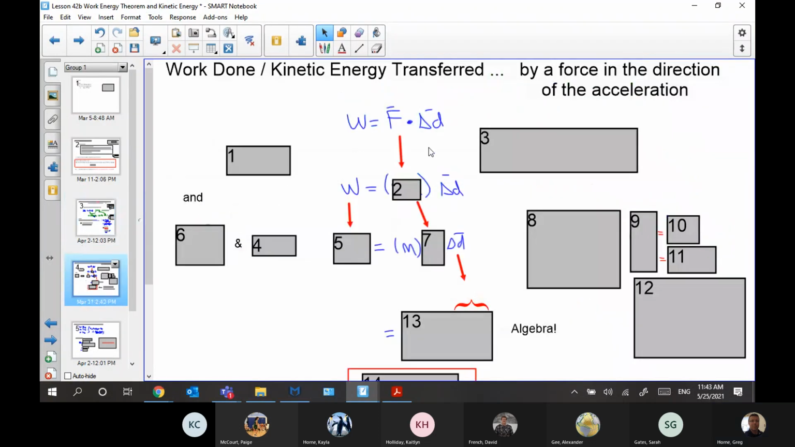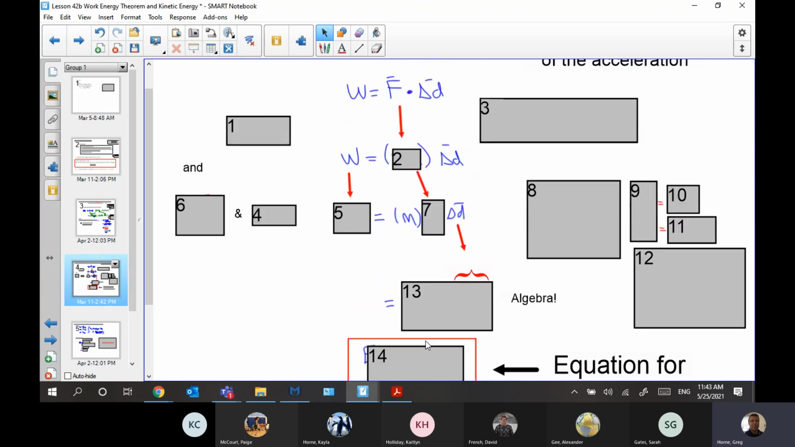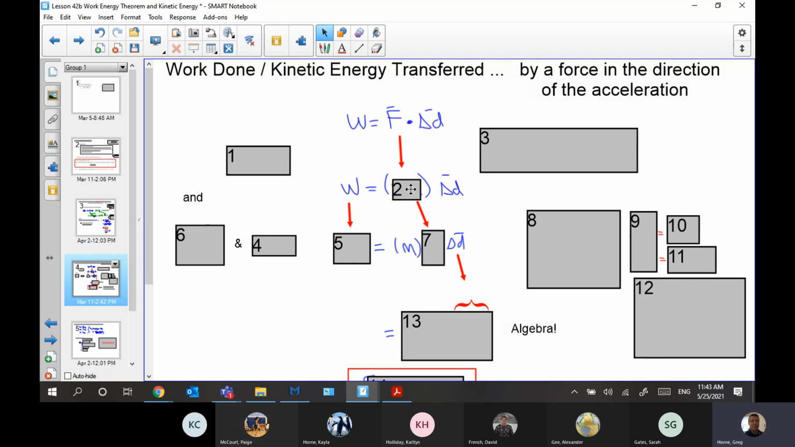So we got work being done, and we want to just confirm this 1/2 mv squared equation is what this page is about. So we have work equals force times distance. Force equals mass times acceleration. So we're substituting that concept into this work equals force times distance concept. The mass times acceleration concept got subbed into that.